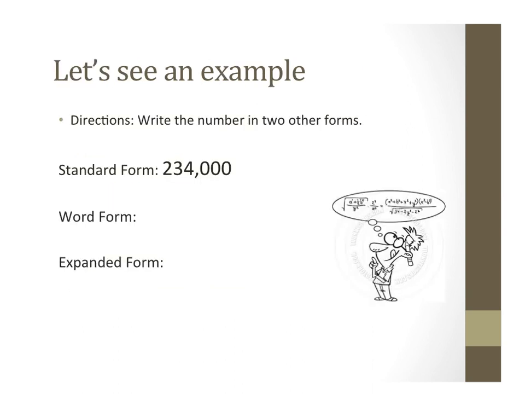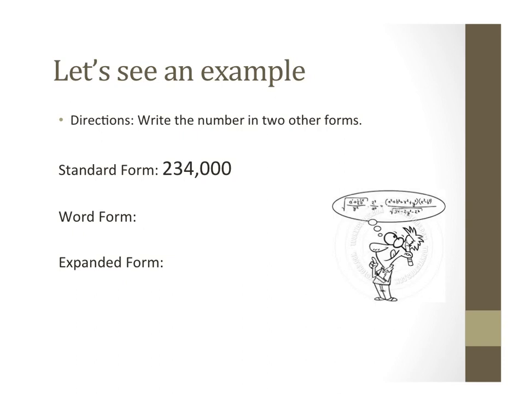Let's go ahead and see an example. If your directions told you to write the number in 2 other forms, you would have to see the first form given. In this case, it's standard form. Now we have to fill in word form and expanded form. For word form, you write out the number in words just as you would say it.